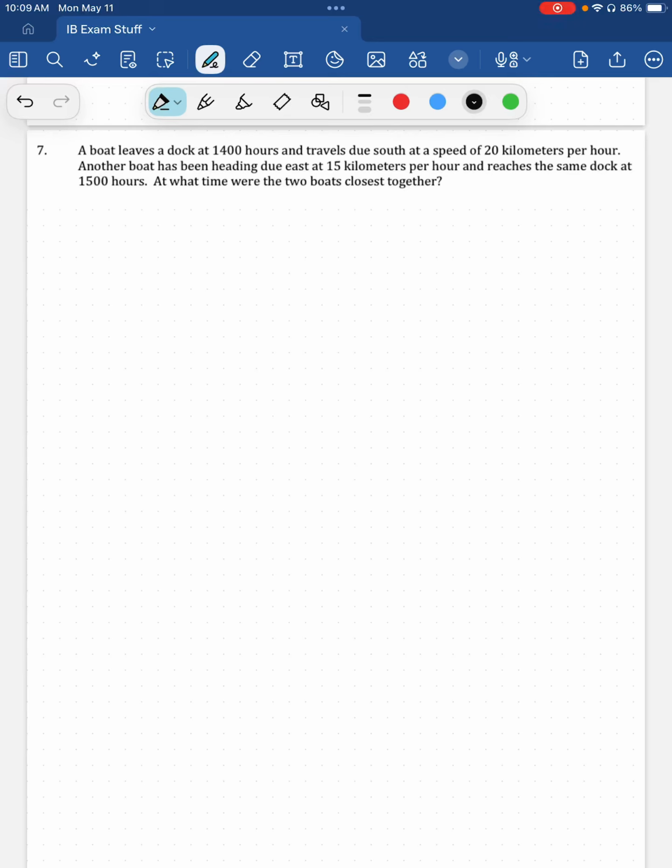Question number 7 gives us a boat leaving a dock at 1400 hours and traveling due south at a speed of 20 kilometers per hour. Another boat is heading due east at 15 kilometers per hour and reaches that dock at 1500 hours. At what time were the boats closest together? So, first off, 1400 hours is just military time. That means 2 p.m.